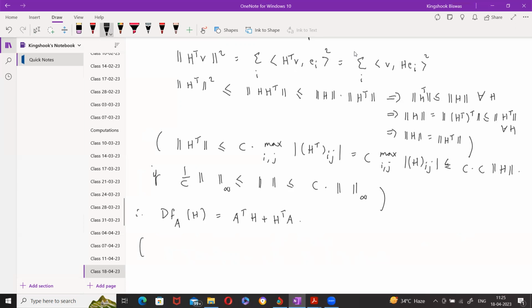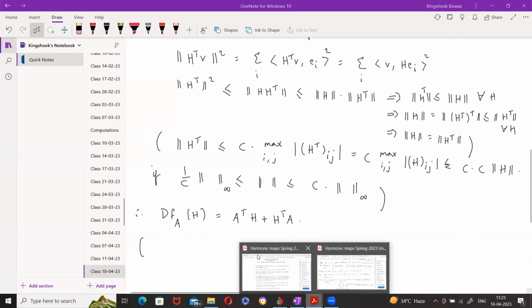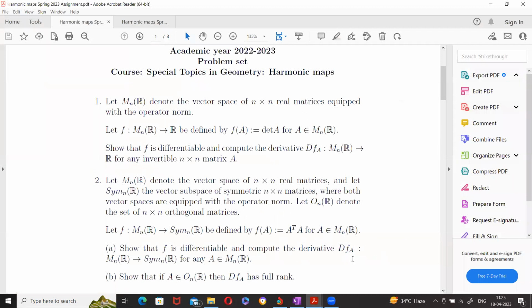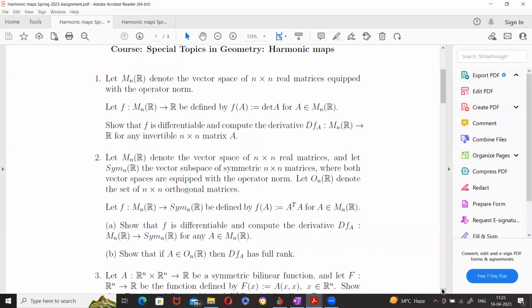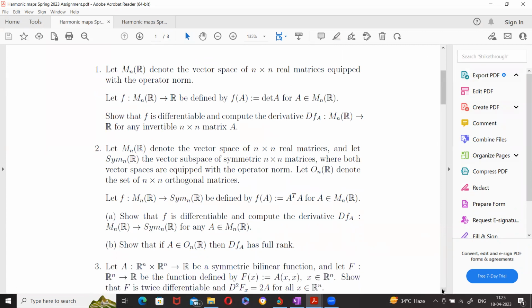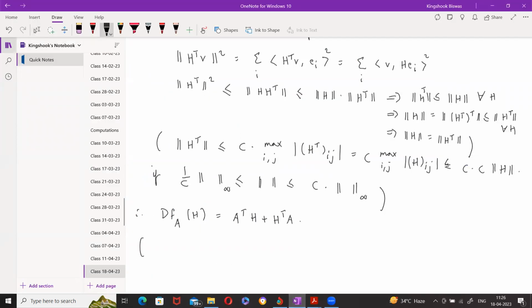So now this is part A, and then part B is you have to show that if A is orthogonal, then this has full rank. The reason for doing this is to show that the orthogonal group is a manifold, using the rank theorem. You'll get that this is a manifold if you can show it has full rank.